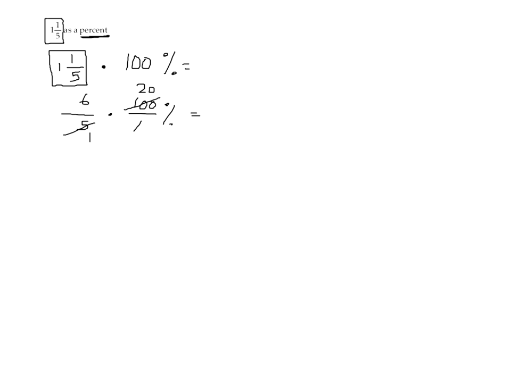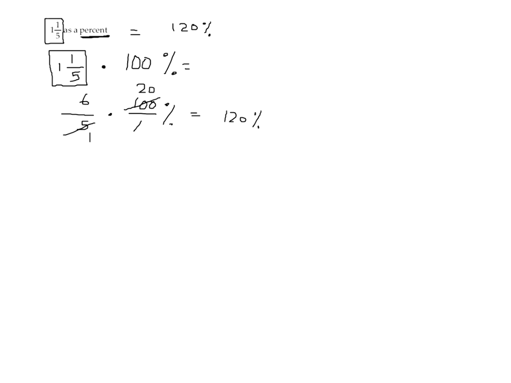So now my answer is 20 times 6, right? Yes. Which is what? 120 over 1. It would be 120%. Don't forget that percent sign just sits right next to that number until you're done with your calculation. So 1 and 1/5, you want to convert to percent, that would be 120%. Does that make sense? Yes.